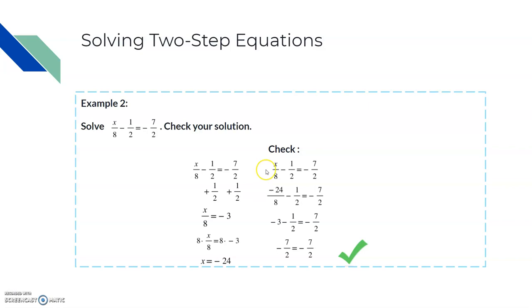And now for our check, we substitute x with minus 24. So we have minus 24 over 8 because we substituted that, minus 1 over 2 equals minus 7 over 2. Now minus 24 over 8 is minus 3. We still have the same numbers. Minus 3 and minus 1 over 2 is minus 7 over 2, which is the correct answer.